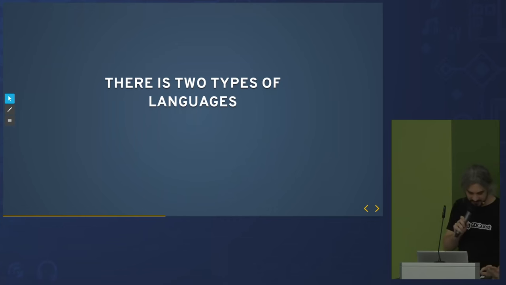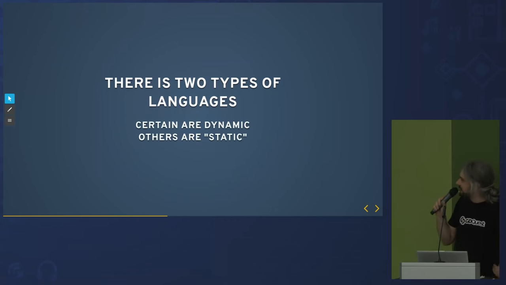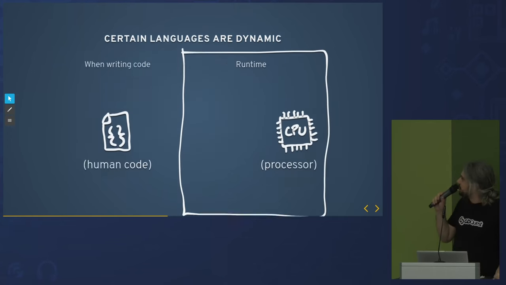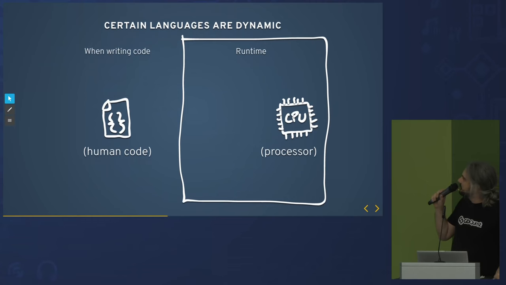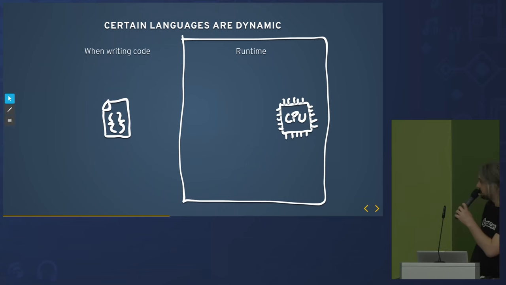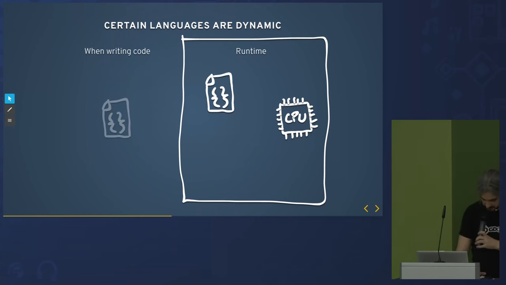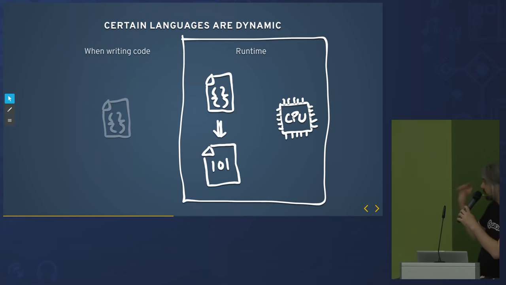There are two types of languages. Certain languages are dynamic and others are static. What you see here on the left is the time when you write code, and on the right is the runtime when you execute the code. For dynamic languages, when you distribute the human code, you distribute it in the runtime environment. Then there's software that will compile it into machine code and then execute it.